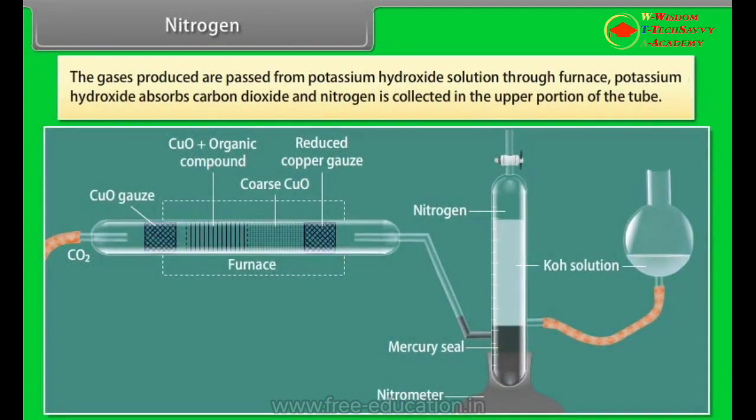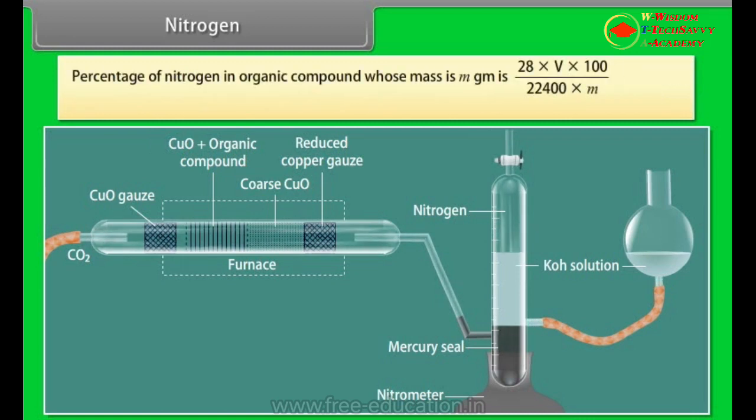The gases produced are passed through potassium hydroxide solution through a furnace. Potassium hydroxide absorbs carbon dioxide and nitrogen is collected in the upper portion of the tube. Percentage of nitrogen in an organic compound whose mass is m gm is 28 into V into 100 divided by 22,400 into m, where V is the volume of nitrogen at STP.